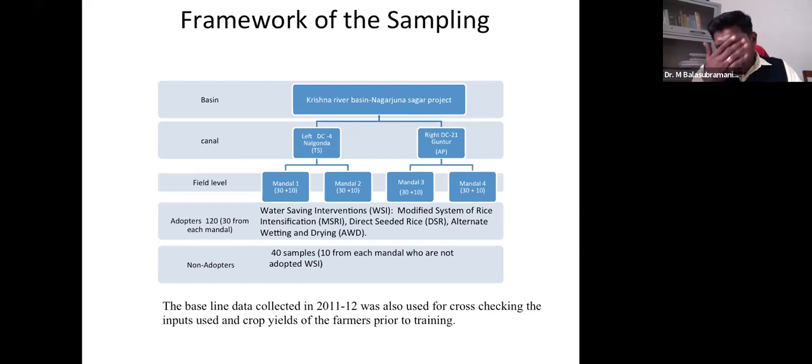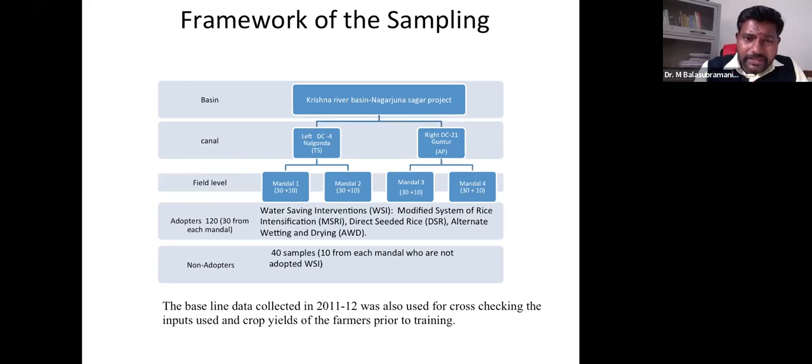Okay, there were more than 40 distributary canals. From that, we randomly chose DC4 and DC21. This is again randomly chosen, but within the random selection, you may have a purpose: where you implemented your project, where you gave your awareness training programs or capacity building programs. So always keep that in mind.